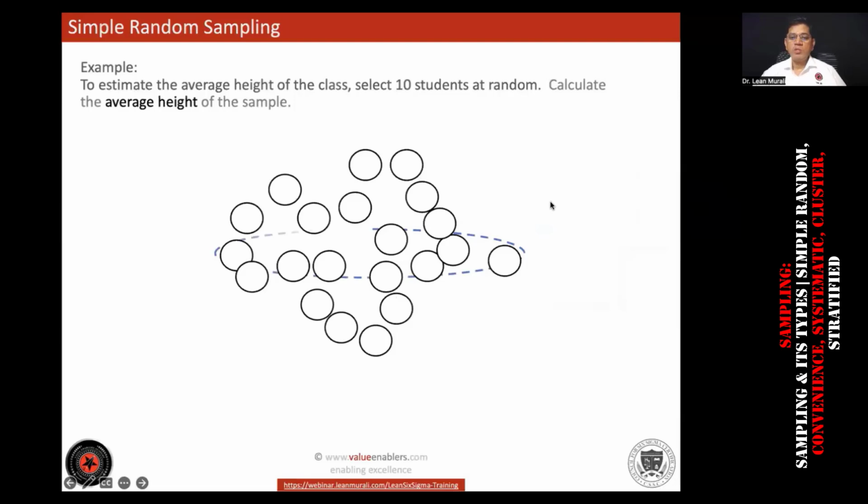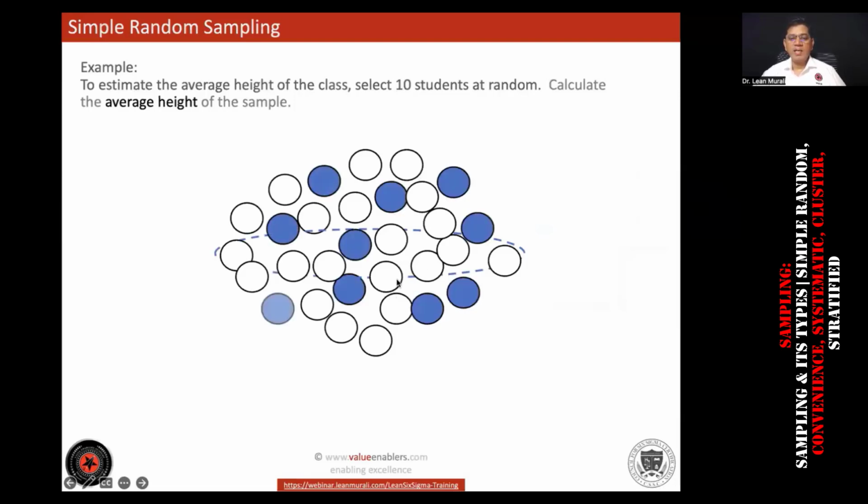So what we do is we just randomly pick these students and then try to calculate the average. Randomness statistically means every item has equal probability of being selected. Every item has got equal probability of being selected.